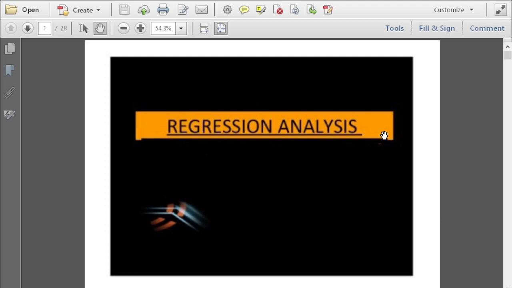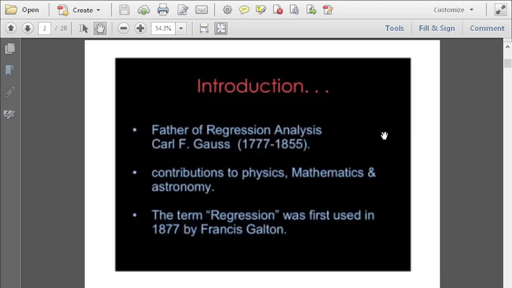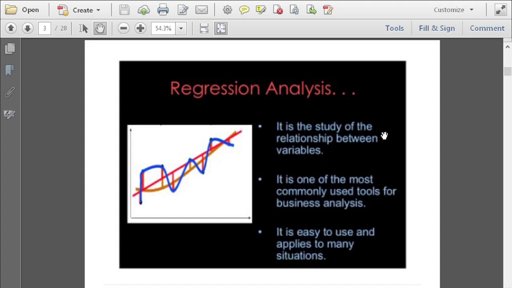Okay, so regression analysis, for the introduction. First, the father of regression analysis is Carl F. Gauss, from 1777 to 1855, and he made a lot of contributions to physics, mathematics, and astronomy. The term regression was first used in 1877 by Francis Galton. Regression analysis is the study of the relationship between variables.